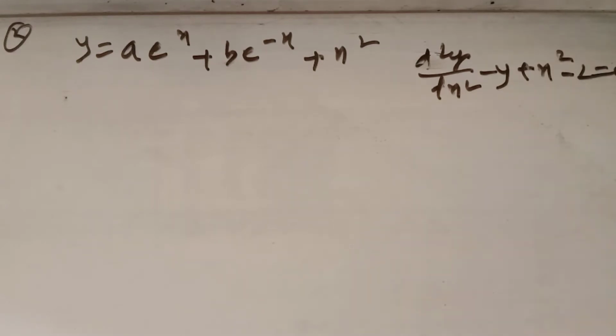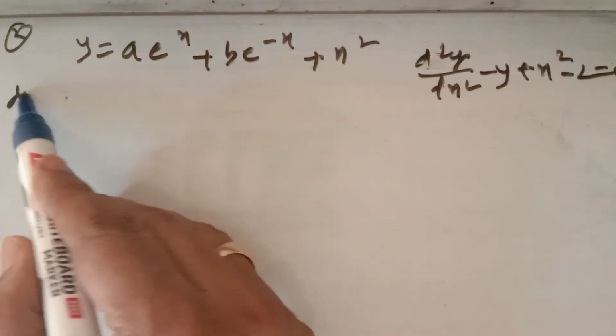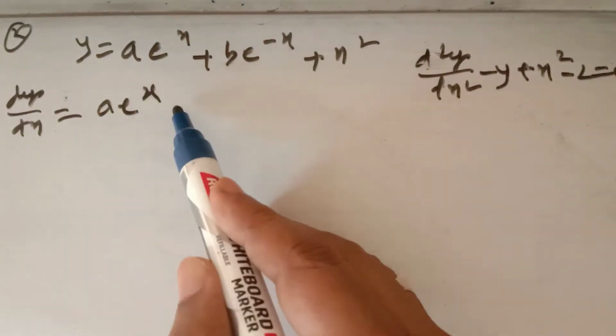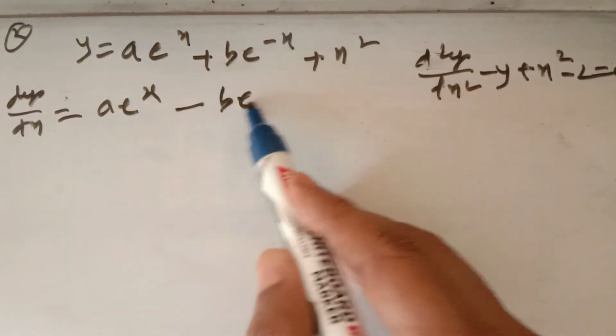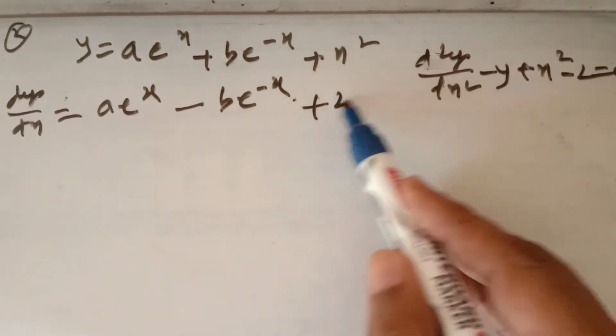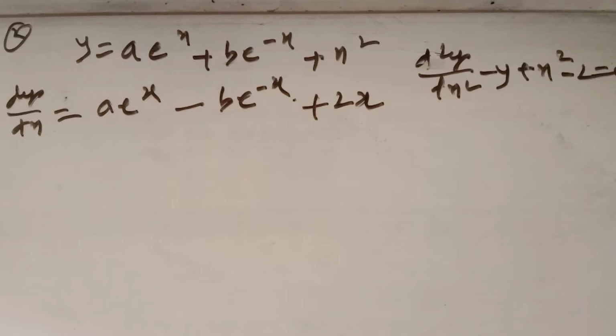Now what you have to do is find its first derivative, then find its second derivative and replace these values in the given left hand side. You will get it equal to 0. To find its first derivative, we have a e^x, and the derivative of b e^(-x) is b e^(-x) into minus 1, plus 2x. This is the first derivative.